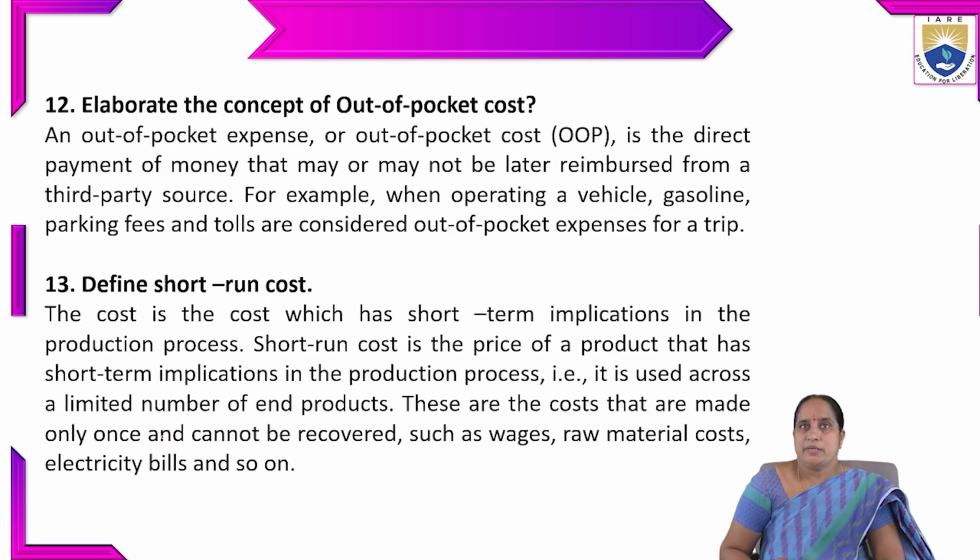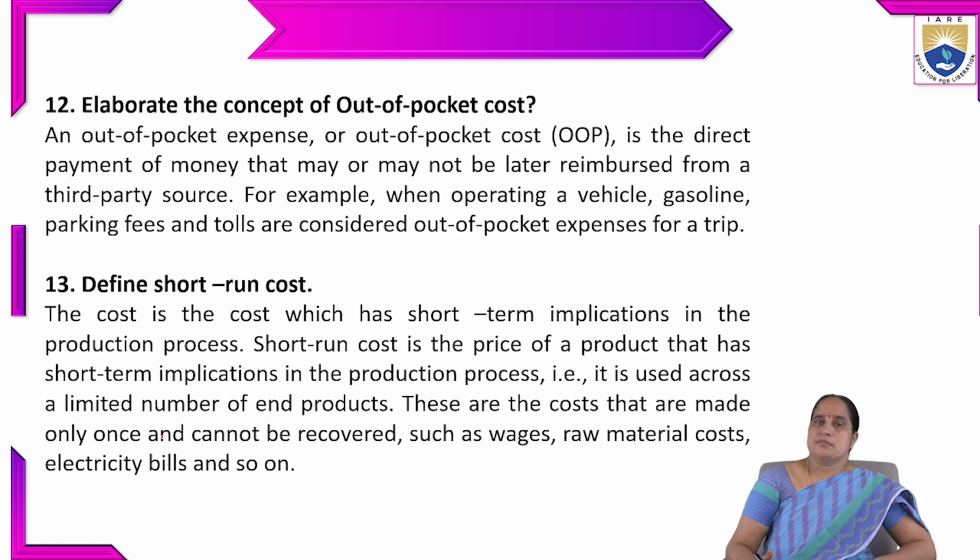Then elaborate the concept of out of pocket cost, which is also known as out of pocket expense. It is the direct payment of money that may or may not be later reimbursed from a third party source. For example, when operating a vehicle, gasoline, parking fees, and tolls are considered out of pocket expenses for a trip.